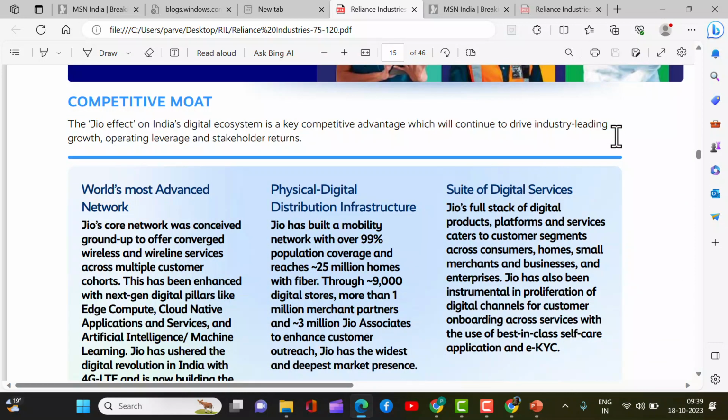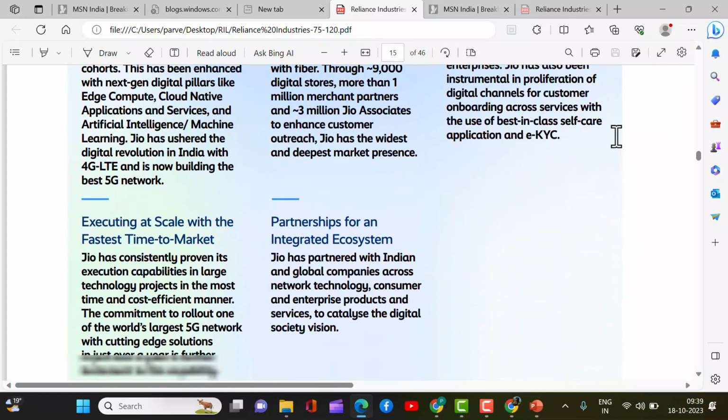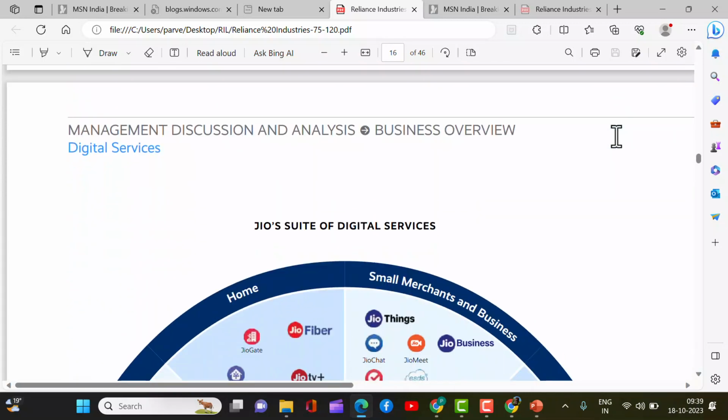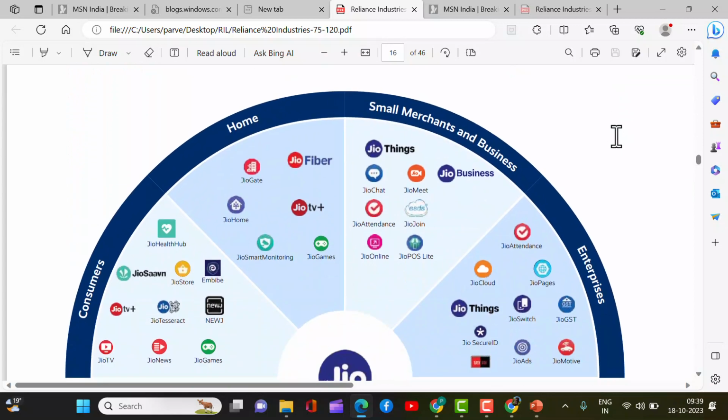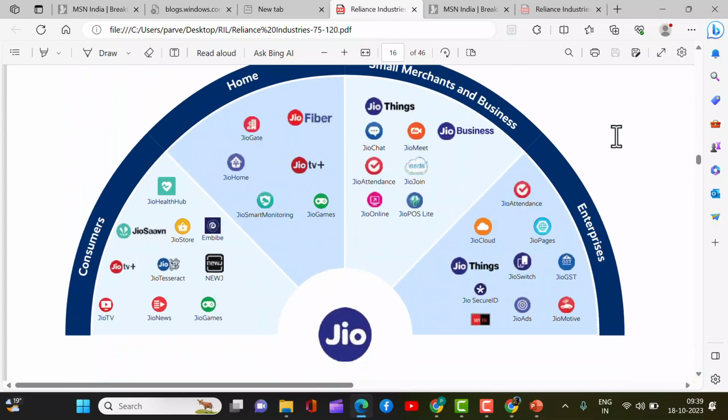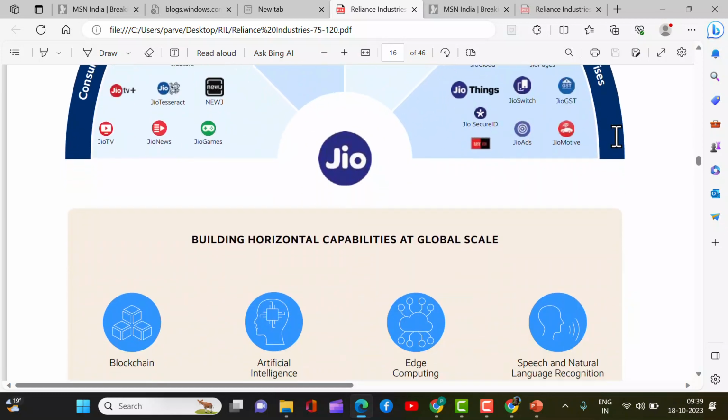This is the competitive advantage they have over others. That's called a competitive moat. Okay, fine, I'm just going to skip that. So these are their products basically, for consumers, for home, for small merchant businesses, and for entrepreneurs. For example, we have Jio TV and Jio stores. And then this is for the various kinds of groups who are using the products.